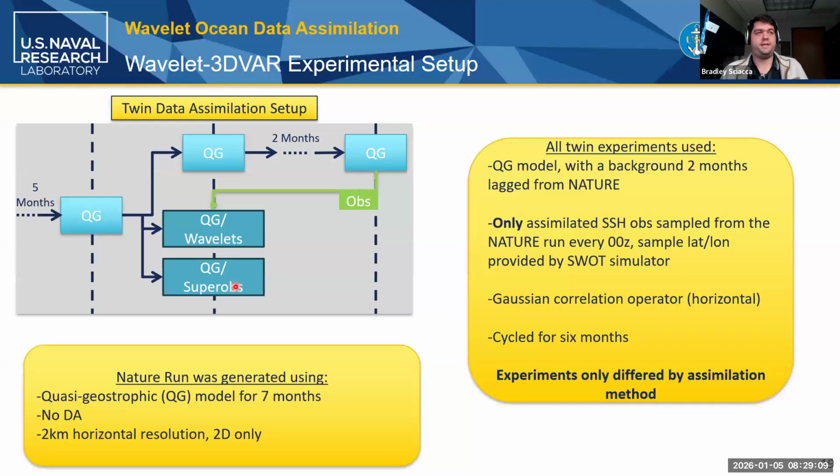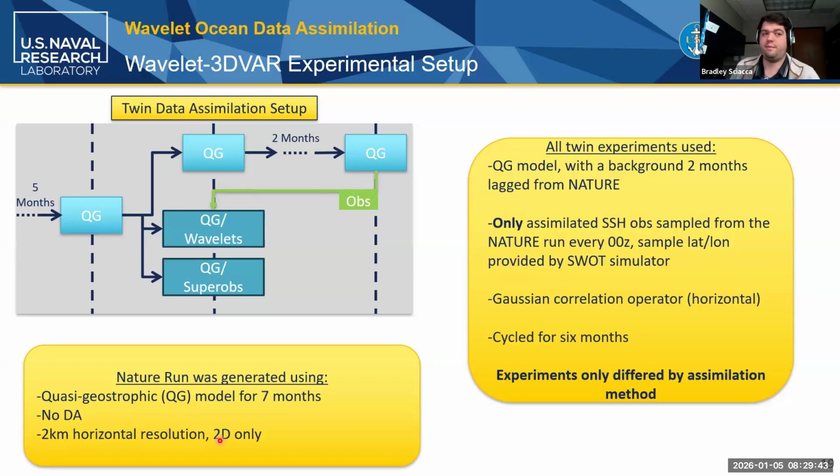And here's the experiment setup. We had a QG model that was run for 5 months with no DA. That gave us 2 background states for our twin data assimilation experiments. And then to get our observations that we sampled from a nature run, we let this background state run an additional 2 months with no DA again. And then we sampled the state as if it was this day here. So this 2-month lagged nature run is what we used for our observations.